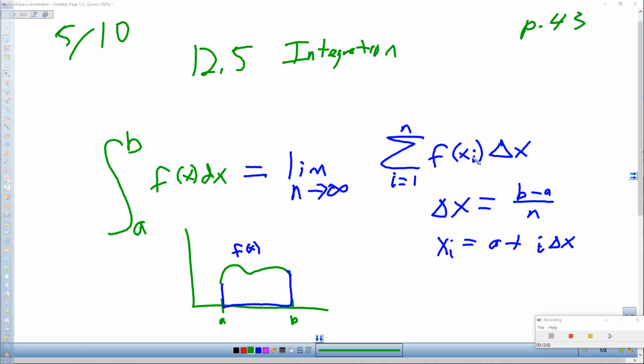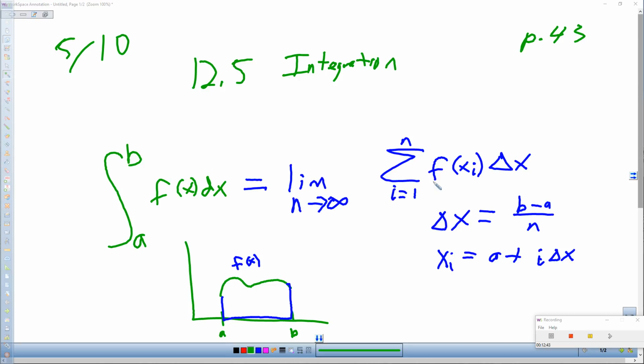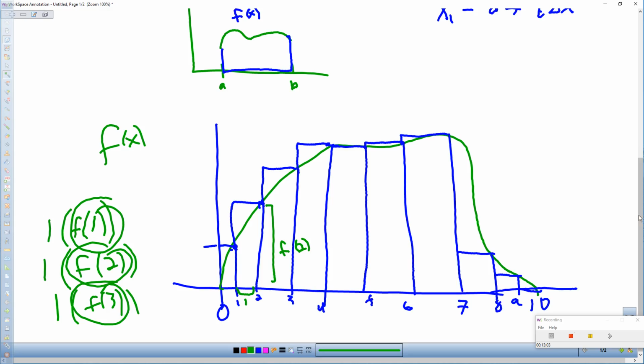Does this f of xi look familiar? No. Is that times i or subscript? Subscript i. Well, we did f of each one of these, right? So what we're doing is this right here represents the height of the function. So we're plugging in the first x, the second x, the third x: f of x1, f of x2, f of x3, f of x4. So we're plugging in all the different x's going along.